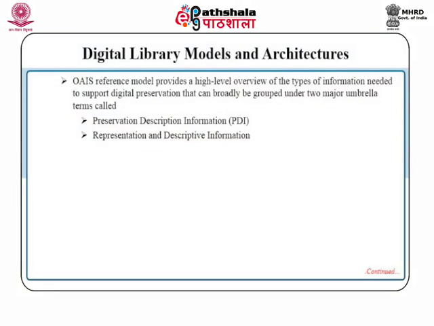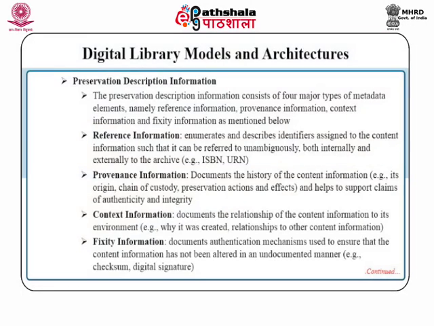The OAIS reference model provides a high-level overview of the types of information used to support digital preservation that can broadly be grouped under two major umbrella terms. The first one is Preservation Description Information, PDI, and the second one is Representation and Descriptive Information. The Preservation Description Information consists of four major types of metadata elements, namely reference information, provenance information, context information, and fixity information, as mentioned below.